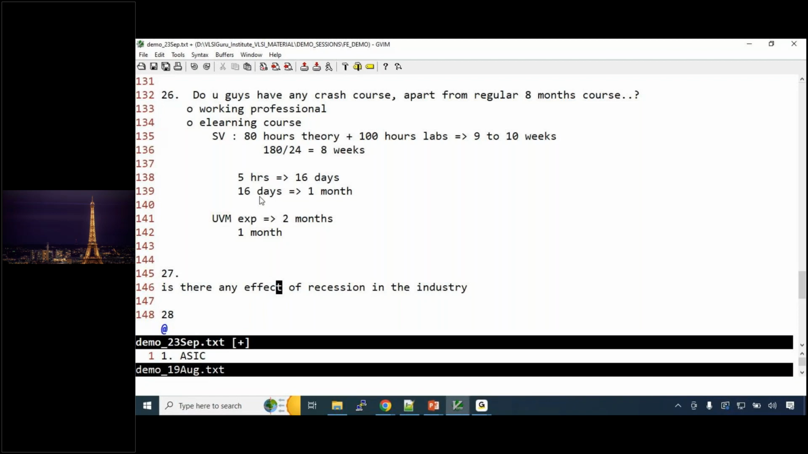Next, is there any effect of recession in the industry? Now we are seeing the effect. Seeing, right? There are domains where people are not getting opportunities. But the good thing is recession won't be there forever. Things will come up. Now, when it comes up, I can't tell. Whether it comes up in 2024 January or March, June, I can't tell. But hope will be that it will come up for sure, right?